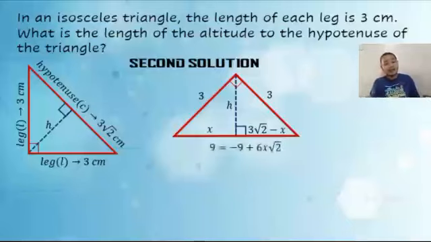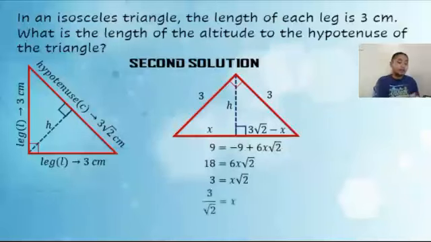Solving for the value of x, what we're going to do here is to add positive 9 on both sides of the equation. Then, one by one, we divide both sides of the equation by 6. Then after that, divide both sides of the equation by square root of 2. In this case, we're not going to rationalize that fraction. Why? Simply because our goal is not to identify the value of x, but our goal here is to identify the value of h.